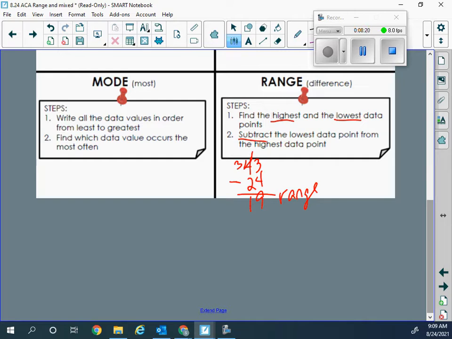Remember, make your notes look like my paper. Okay, these are your notes. Remember, we're building your textbook. Okay, and that's all you have to do. The word difference means what? Subtract. That's exactly right. And it's your high minus low.